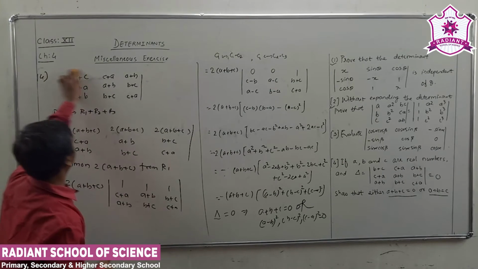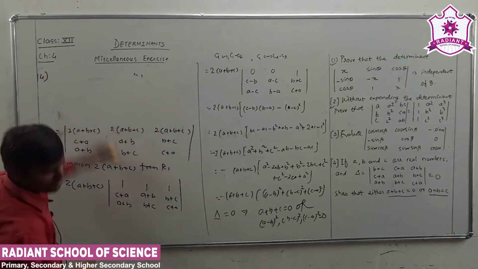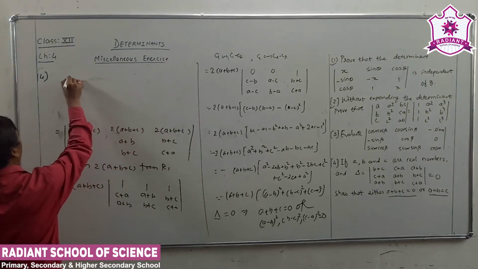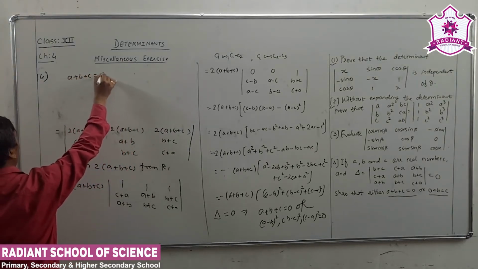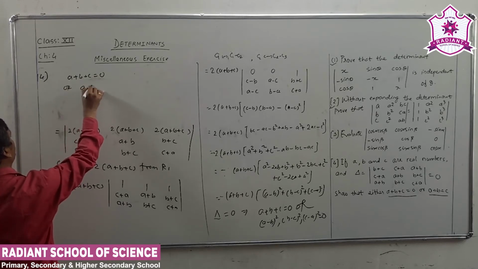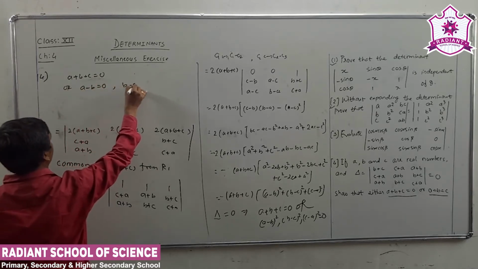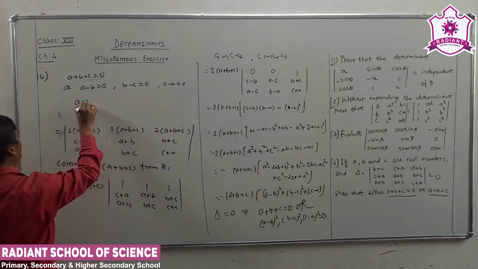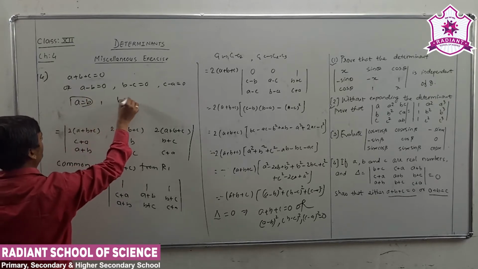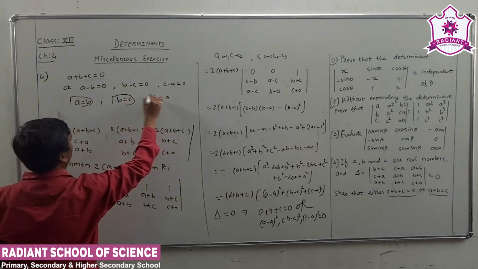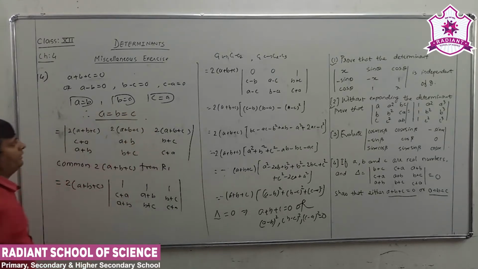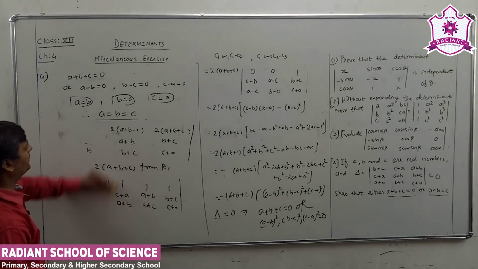Understand this? Okay, so here the first result is clear, A plus B plus C is equal to 0, or here A minus B is equal to 0, B minus C is equal to 0, and C minus A is equal to 0. You got the result, A is equal to B, okay, B is equal to C, and C is equal to A. So therefore you can write A is equal to B is equal to C. Understand? Clear? So this is your fourth sum is completed.